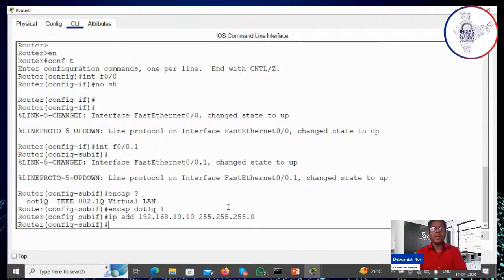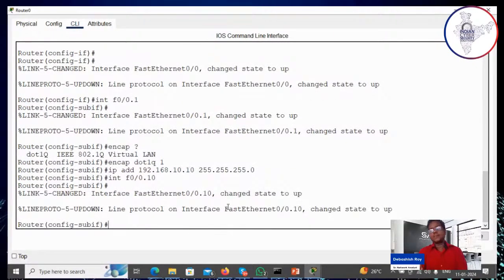Now we have to create the VLAN gateways. The gateway for VLAN 10 and the gateway for VLAN 20. Now in this case, create the interface F0/0.10, because this sub-interface number and the VLAN number in the switch must match. If you create any other sub-interface, say F0/0.2 or 3 or anything, it will not be able to communicate. So this number is very important.